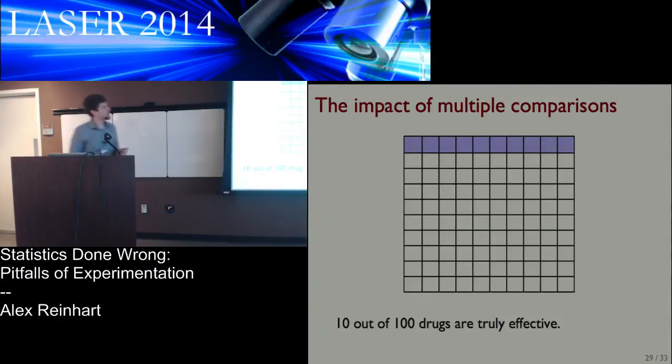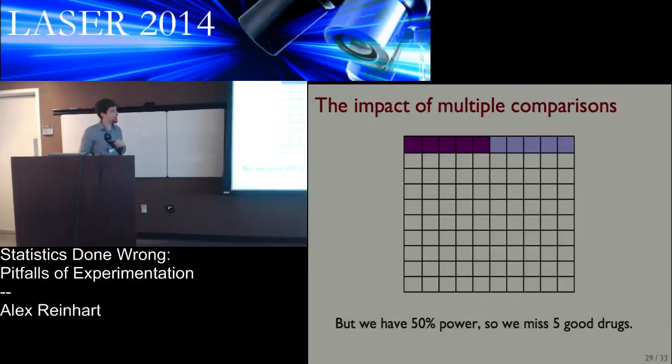So graphically, I'll represent this as, here's a grid of all 100 drugs. And I've highlighted the ones that are the truly effective ones. But remember I said we had 50% power to detect the effects of those drugs. So for half of them, I get a statistically significant result. It will probably be exaggerated. So when it goes to clinical trials, I'll probably be disappointed because the effect isn't as big as I thought. I'll miss half of the good drugs because I have only 50% power.